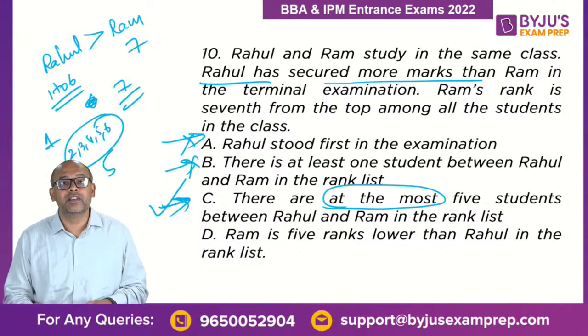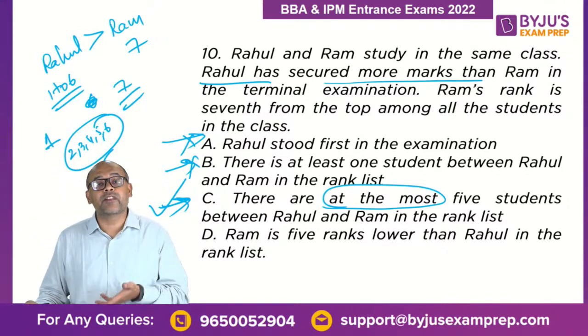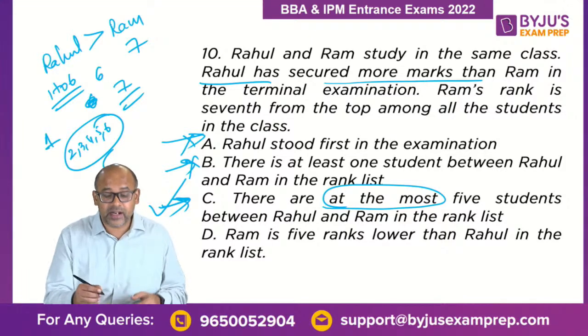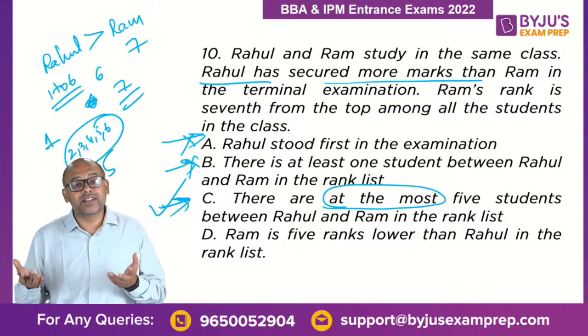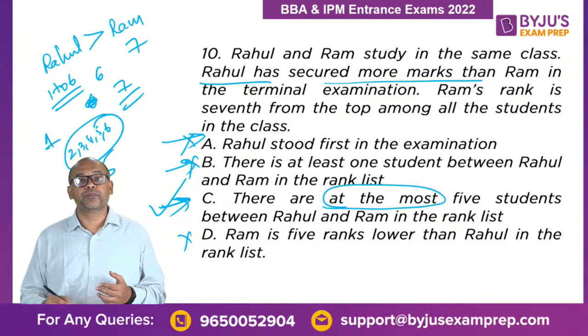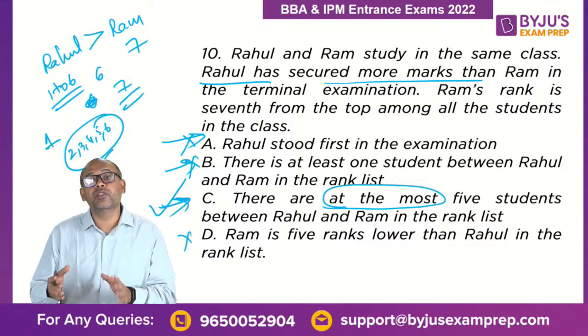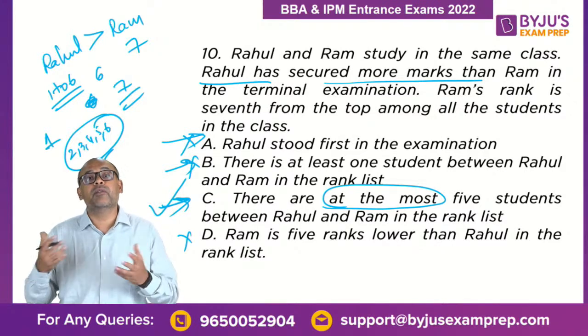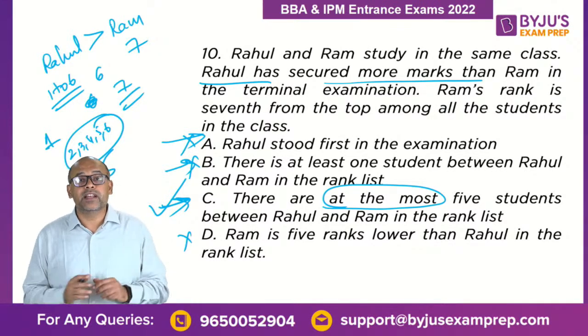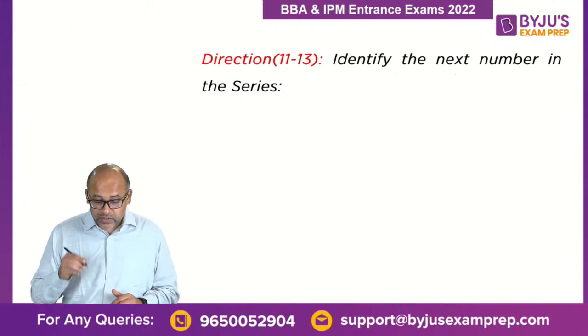If you look at D, Ram is 5 ranks lower than Rahul in the rank list. Yeah, there is no guarantee. Why should Ram be 5 ranks lower? If Rahul is 6, then Ram is next only. So, the D option may or may not be correct. But C is definitely correct. Because maximum karna hai, so maximum will be only 5. You can't have more than 5 people. That is your answer. That's your 10th question.